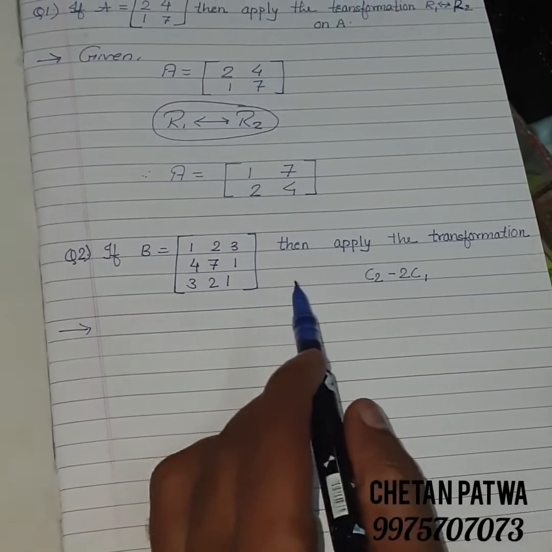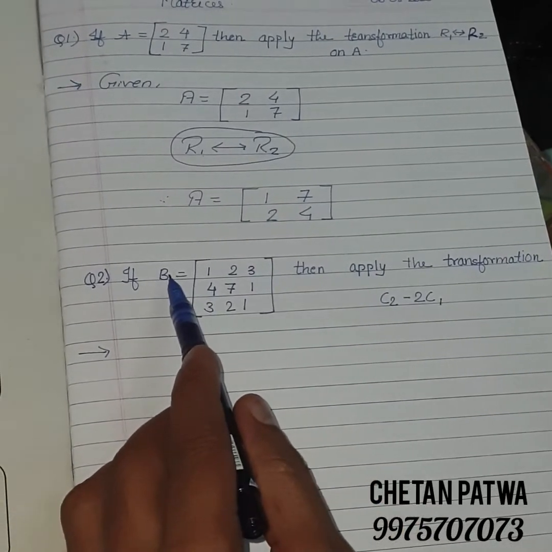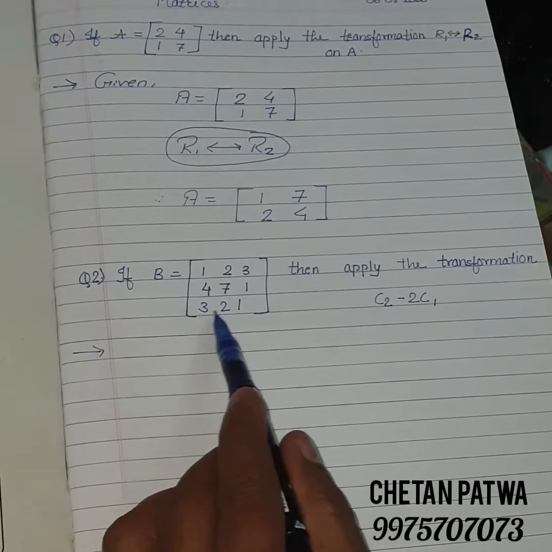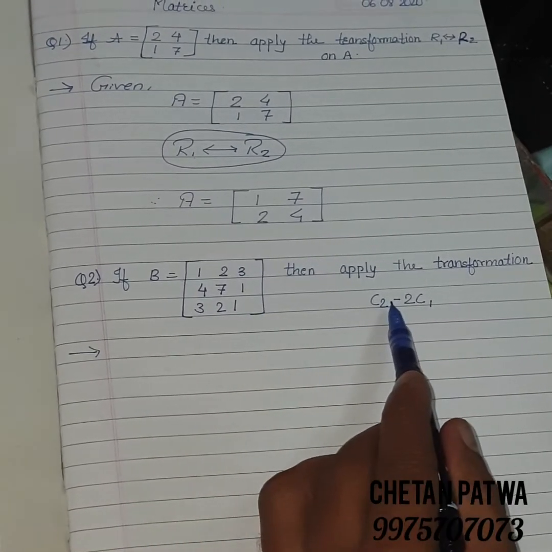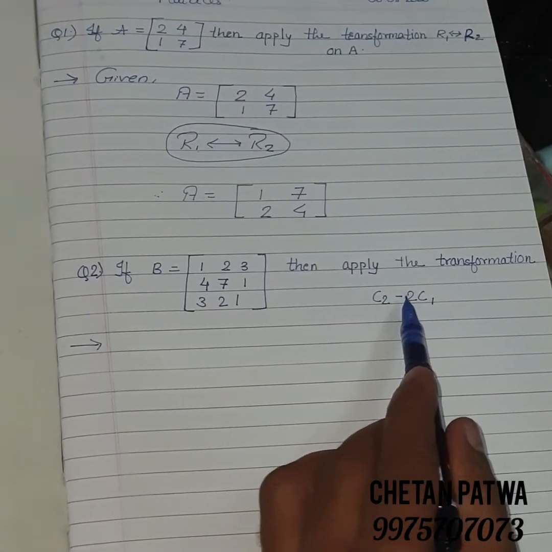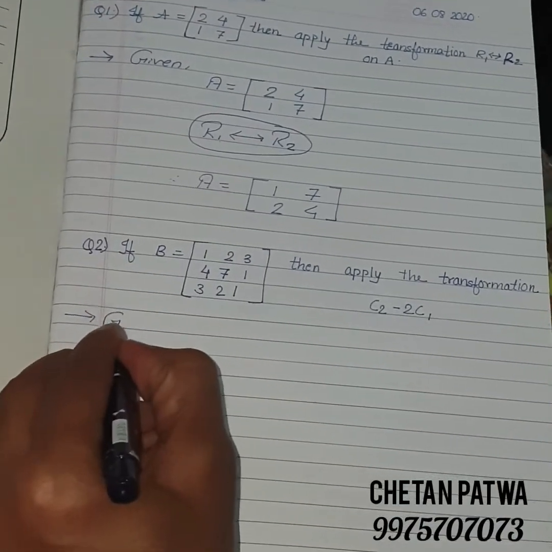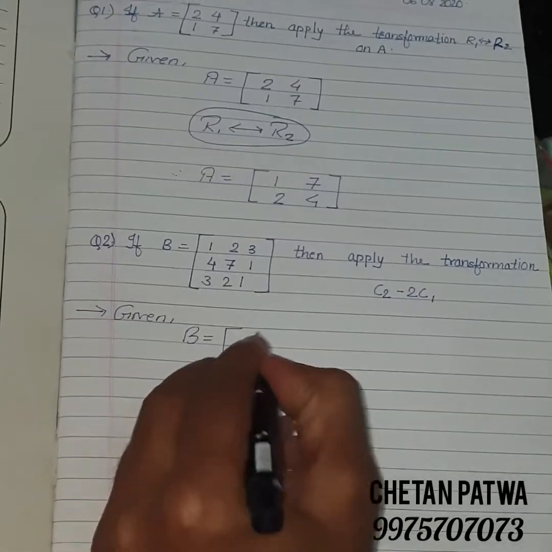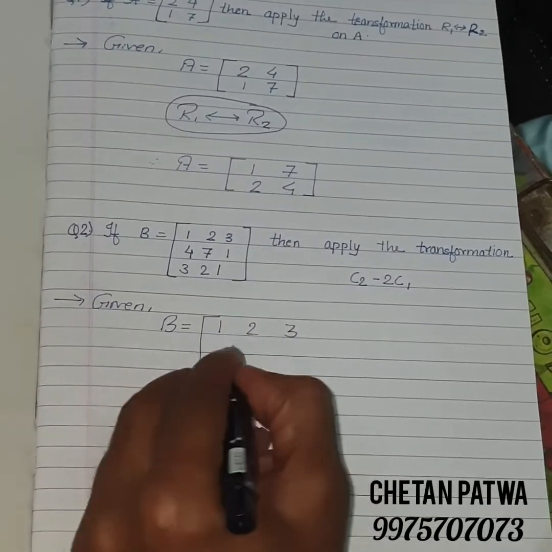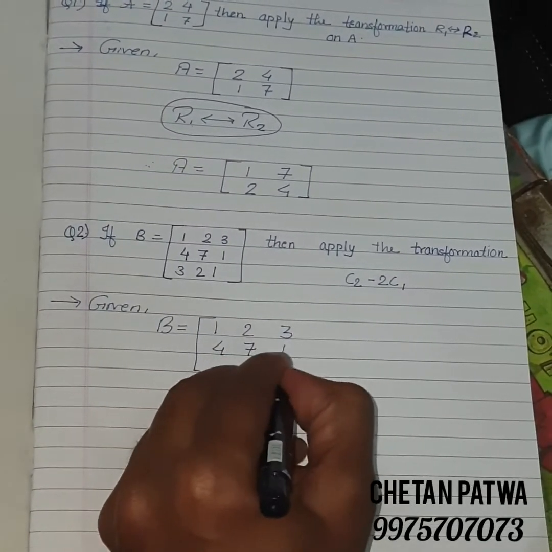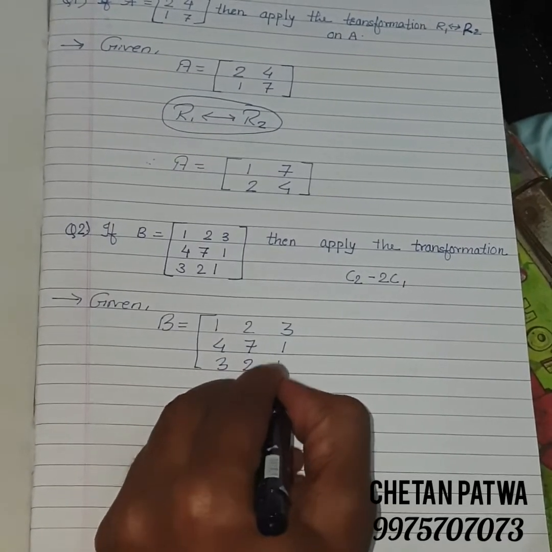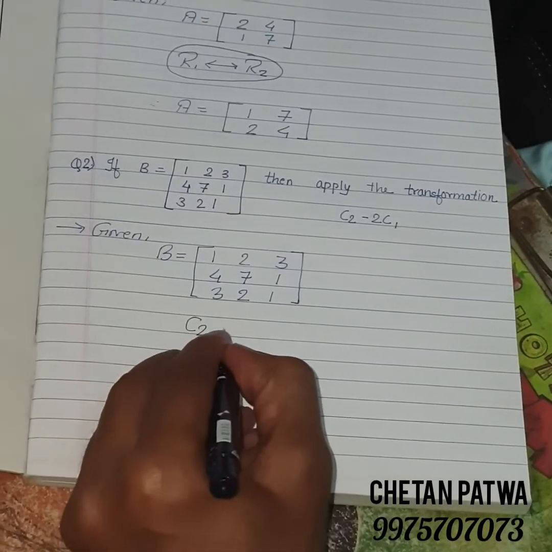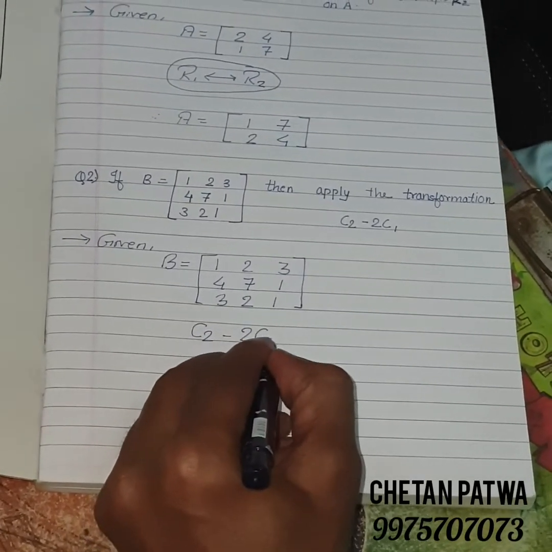Now let's see the second sum. In the second sum the matrix B is [1, 2, 3; 4, 7, 1; 3, 2, 1]. Now in this sum we are going to apply column transformation. So first we will begin with the given matrix B is equal to, first row 1, 2, 3, second row 4, 7, 1, third row 3, 2, 1. Now in this case we have to apply C2 minus 2C1.